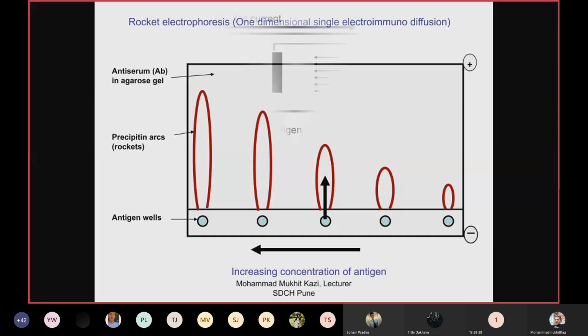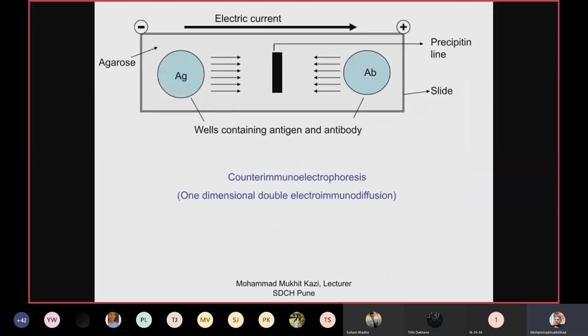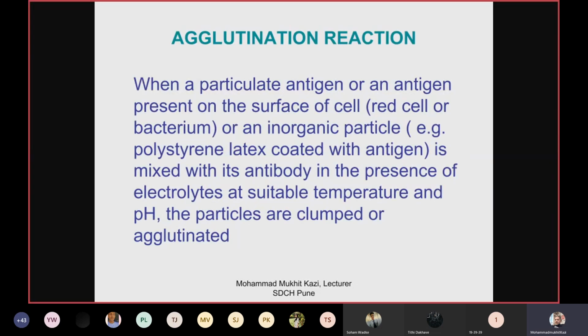Now this is counter immunoelectrophoresis. Look at this slide. On one side there is an antigen, on the other side there is antibody. We have seen this in the double diffusion, double direction in the tube. Now we are doing it on the slide by passing the current. The antibody and antigen will move according to their electric charge, and they will form a line of precipitate in the center wherever they meet. This is called counter immunoelectrophoresis or one-dimensional double electroimmunodiffusion.